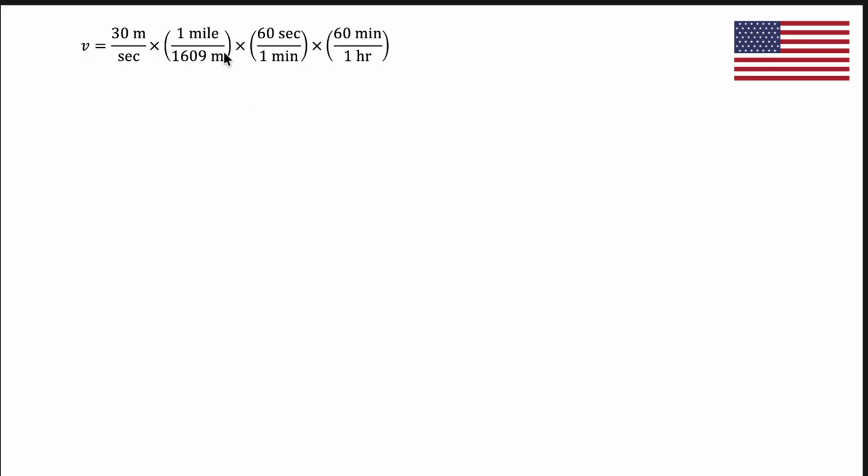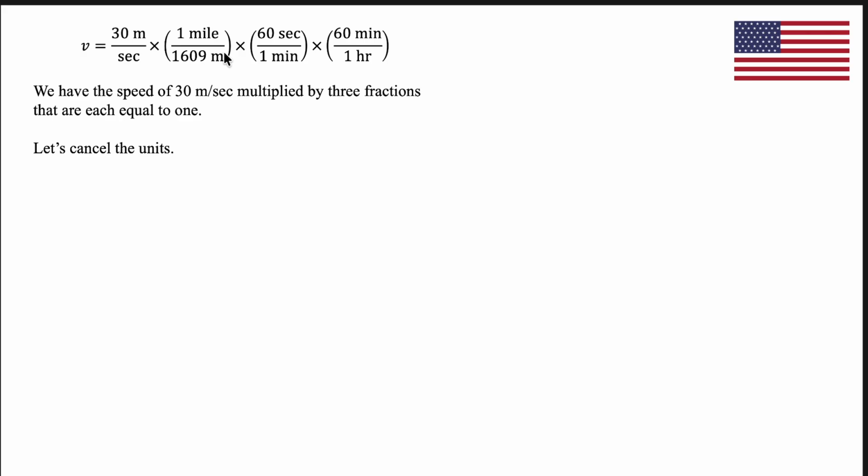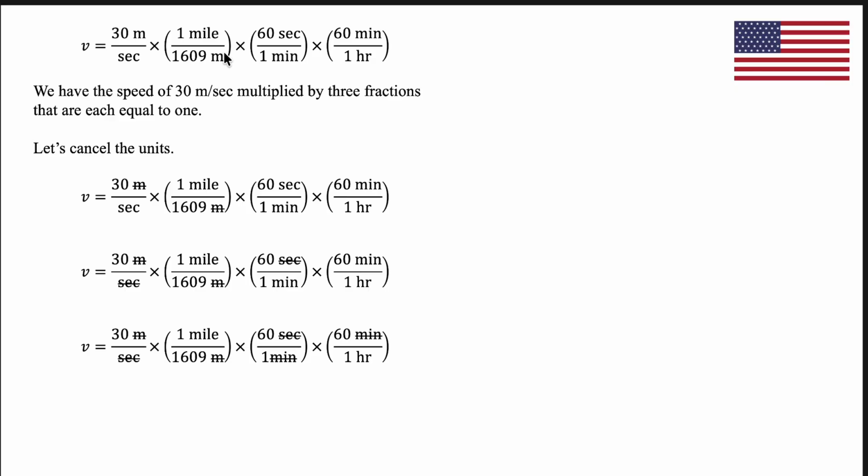So now we have 3 conversion factors. V is 30 meters per second times 1. Now I can ask you, what's that speed? What's the speed V? And you should say, it's 30 meters per second. We're not changing the speed. That's the speed. We multiplied by 1 3 times. Same thing. If we cancel the units, there goes the meters, there goes the seconds, and there goes the minutes. The only units we have left is miles per hour.